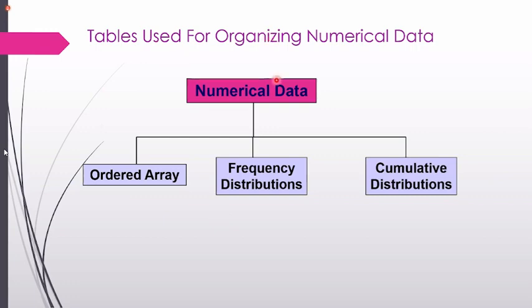So for the numerical data, that means for the quantitative data, we can use the ordered array, frequency distributions, and the cumulative distribution. These 3 kinds of distributions we can use for organizing or presenting the numerical data with charts and tables, right? Ordered array, frequency tables, cumulative distribution frequency tables we can use.